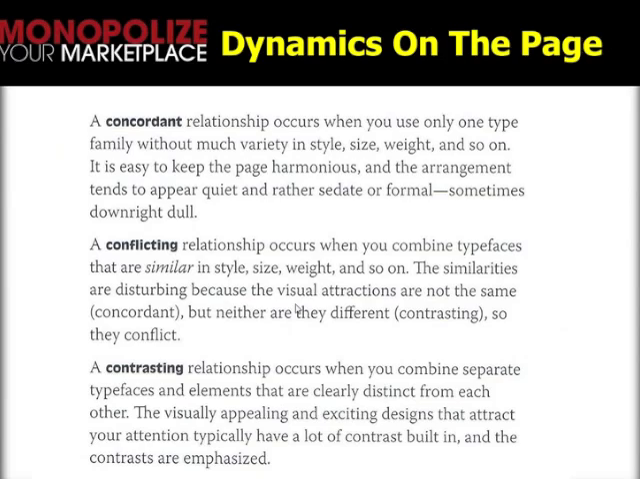Okay, now this gets a little bit technical, but let's go through it. Concordant relationship occurs where you use only one type family without much variety in size, style, weight, and so on. It's easy to keep the page harmonious, and the arrangement tends to appear quiet and rather sedate or formal, sometimes downright dull. Conflicting relationships occur when you combine typefaces that are similar in size, style, weight. The similarities are disturbing because visual attractions are not the same, neither are they different. So they conflict. Contrasting occurs when you combine separate typefaces and elements that are clearly distinct from each other.